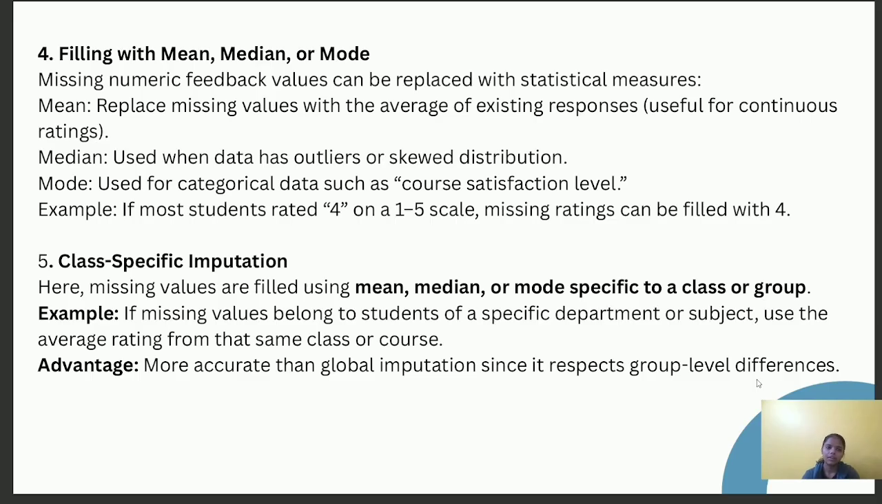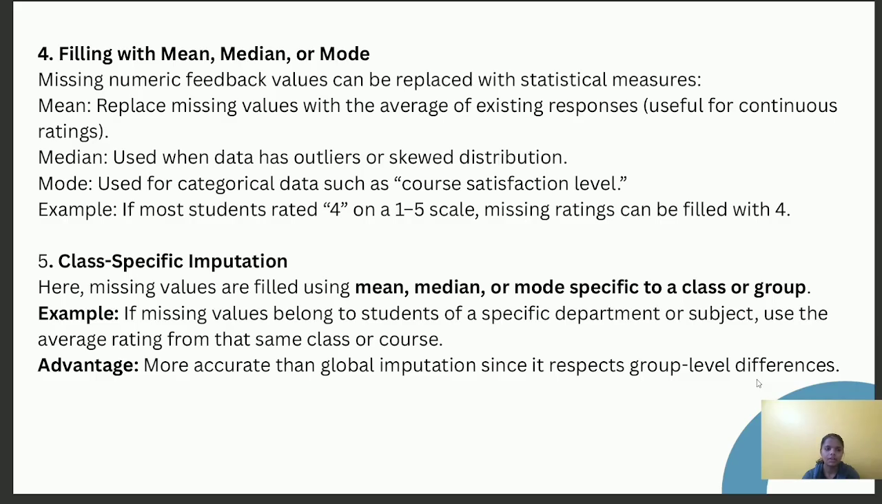Fourth one, we can fill with the help of mean, median, or mode. Missing numeric feedback values can be replaced with statistical measures. Mean: we will replace the missing value with the average of the existing responses, useful for continuous ratings. Median is used when the data has outliers or a skewed distribution. Mode is used for categorical data such as course satisfaction level. For example, if most students rated 4 on a scale of 5, then missing ratings can be filled with the 4.